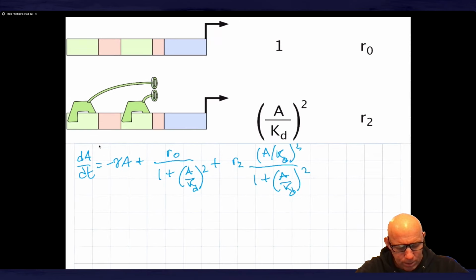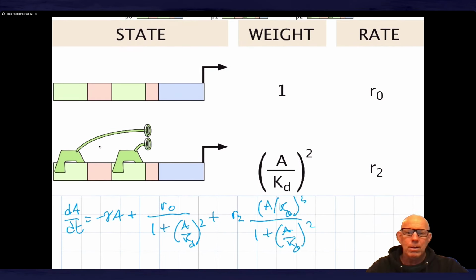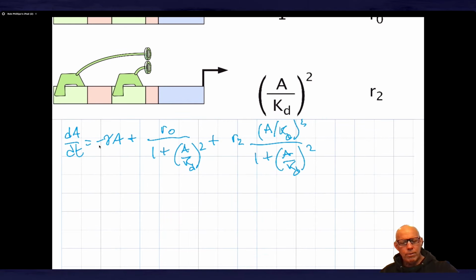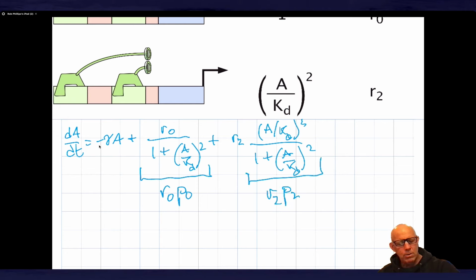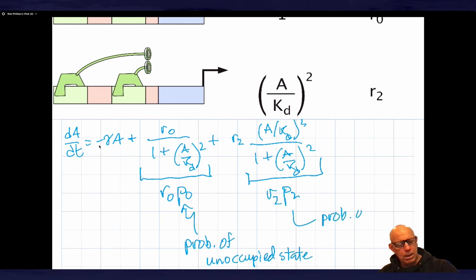So this is, just to recap, what we've done: we've basically used our states and weights. We've worked out an equation of the dynamics of protein production. There's a degradation term, and then there are these production terms, and the production terms are of the form R0 times P0, so that's what this one is. And then this one is R2 times P2, where P0 is the probability of the unoccupied by activator state. And this one is the probability of the doubly occupied state.